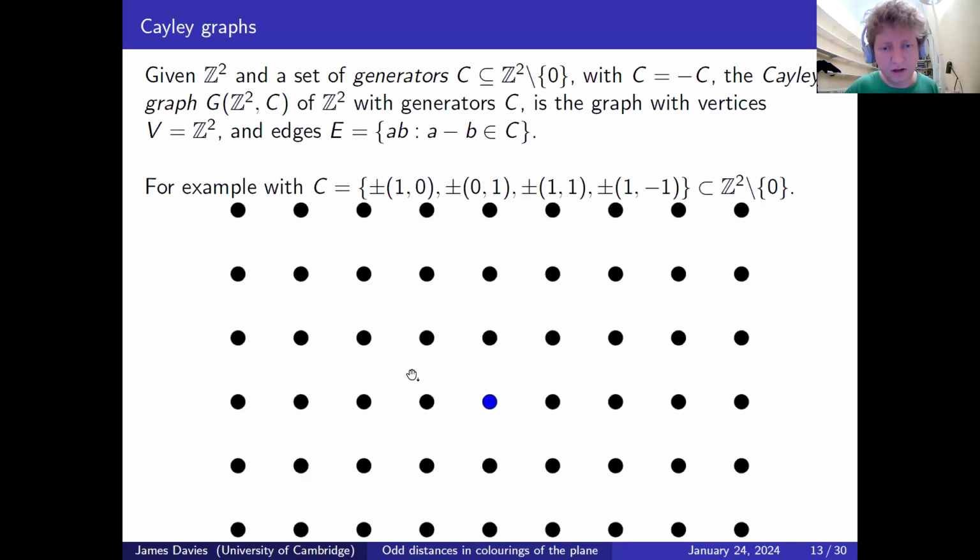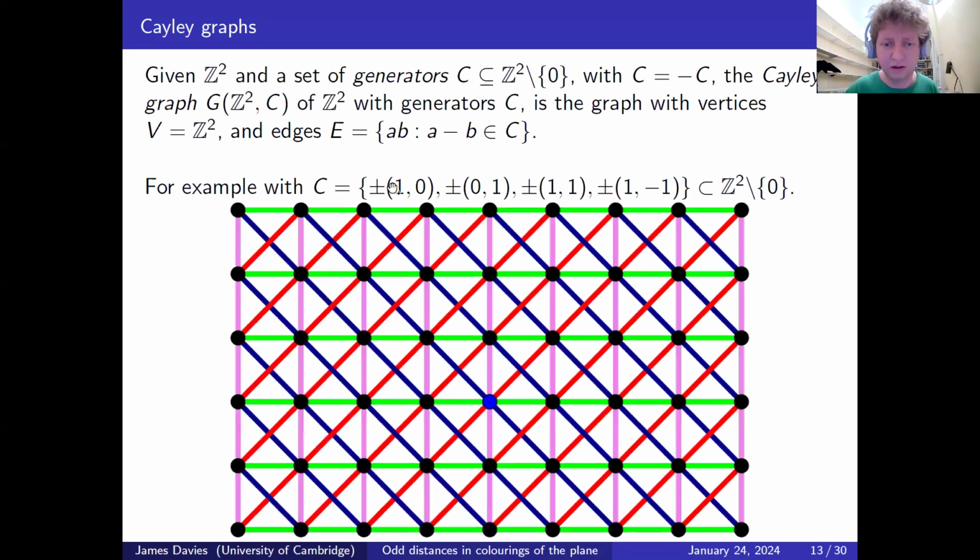So as an example, if we've got this set of generators, these correspond to these edges around 0, and then we're just pasting this in transitively everywhere. So the set of generators gives us this Cayley graph over Z squared.